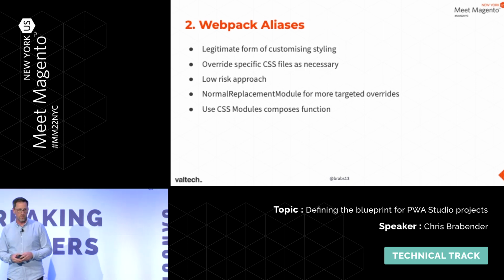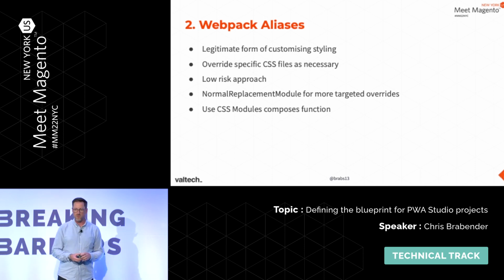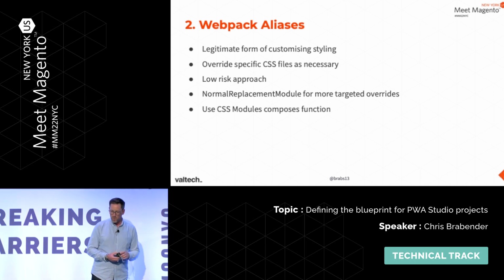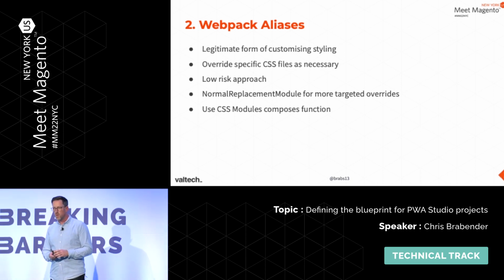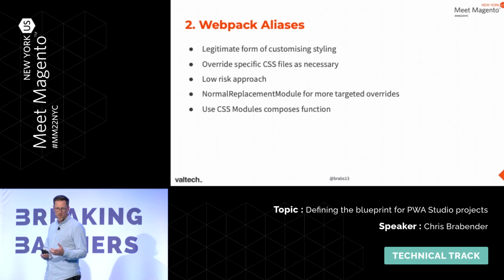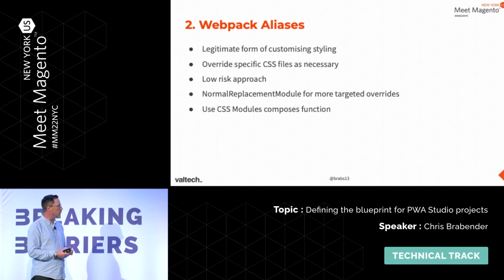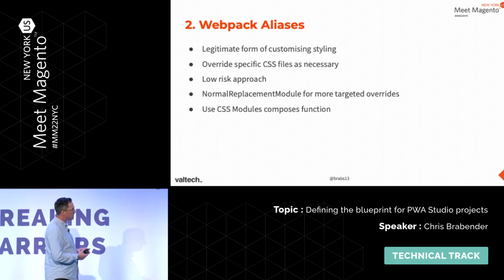So Webpack aliases are a pretty easy way for us to be able to customize CSS. So we can override specific CSS files as necessary, and it's a pretty low-risk approach to applying styling within PWA Studio. We can also use the normal replacement module separate from aliases if we want more targeted overrides. Aliases are a little generic sometimes with their naming convention, so we're actually able to use normal replacement module for more targeted overrides. And we really want to be leveraging CSS modules.